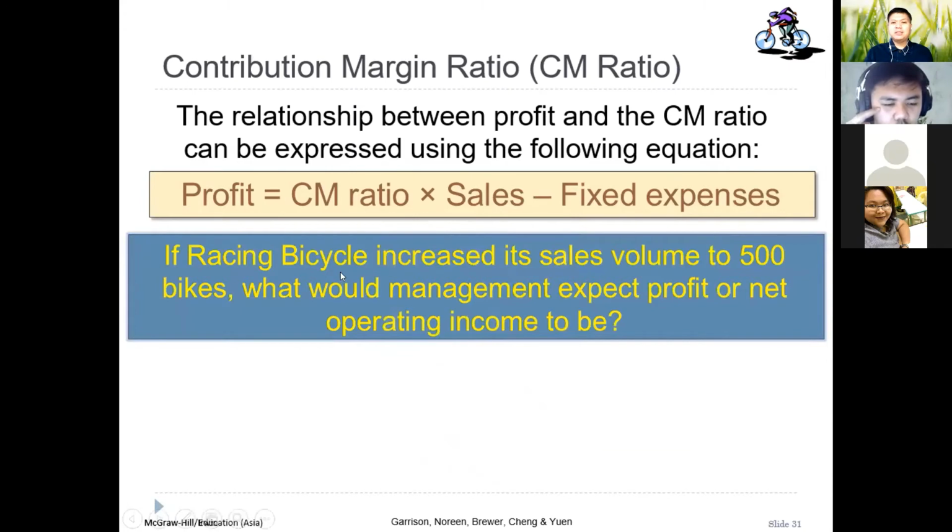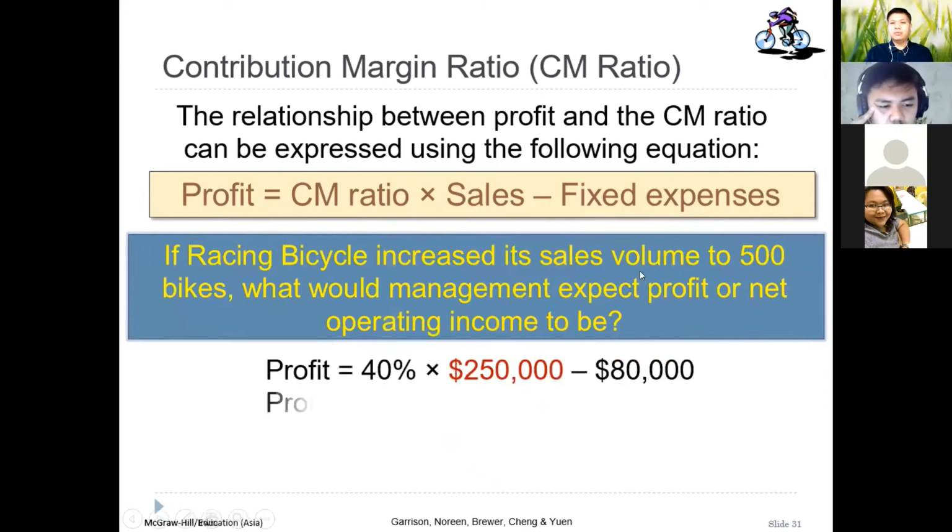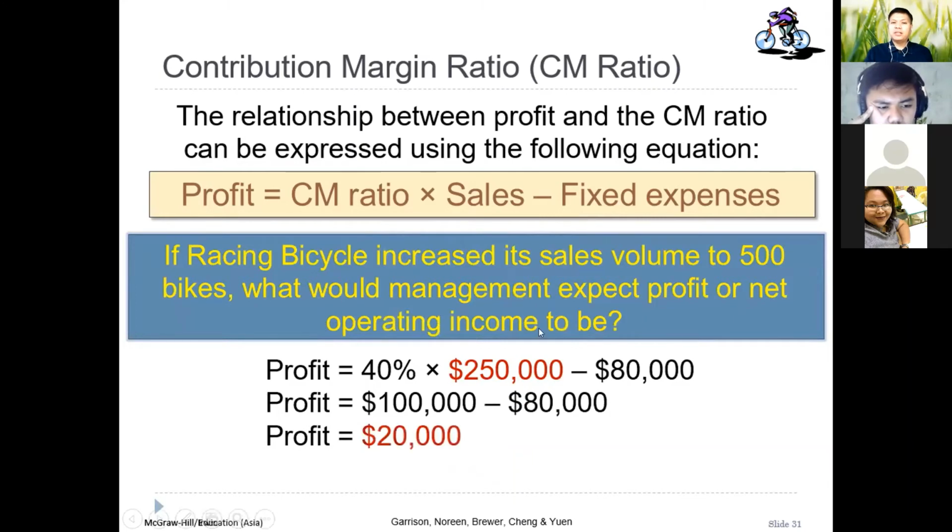So if Racing Bicycle increased its sales volume to 500 bikes, now what would management expect profit or net operating income to be? Now if your CMR is 40%, then multiply that by, kasi kung 500 ang additional times 500, that's 250,000. So 40% of 250,000, that's 100,000. Minus 80,000, that would be a profit of 20,000. Okay?